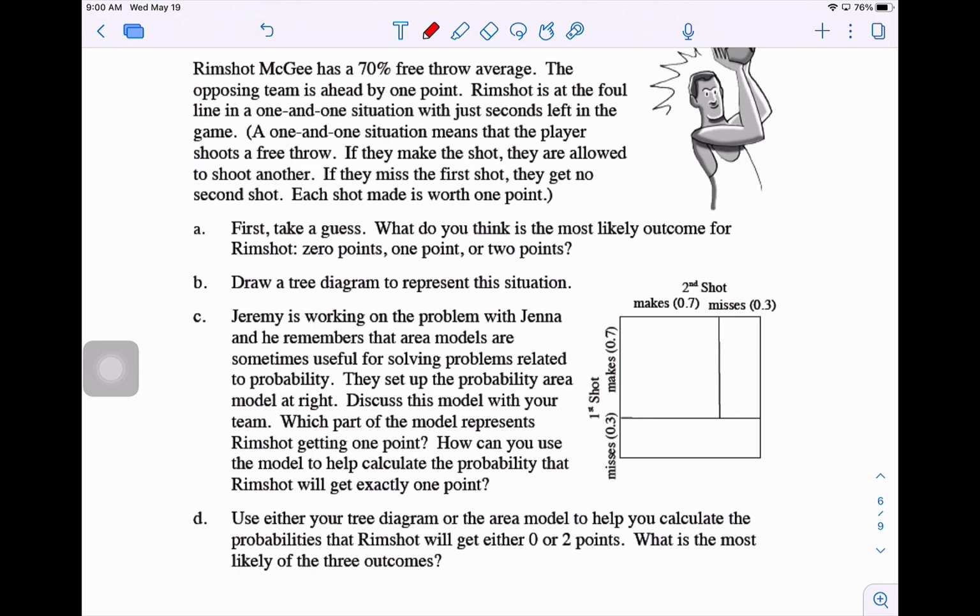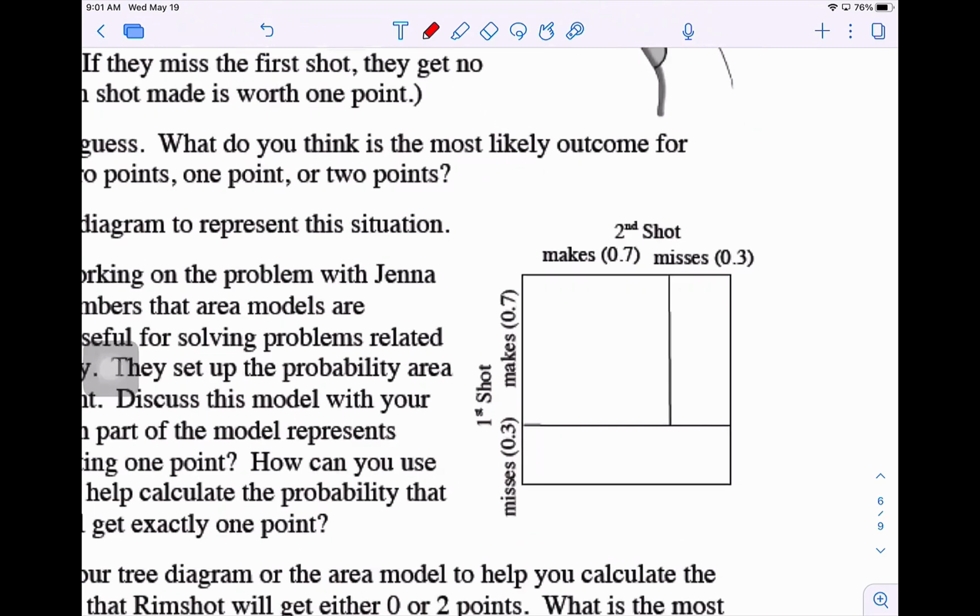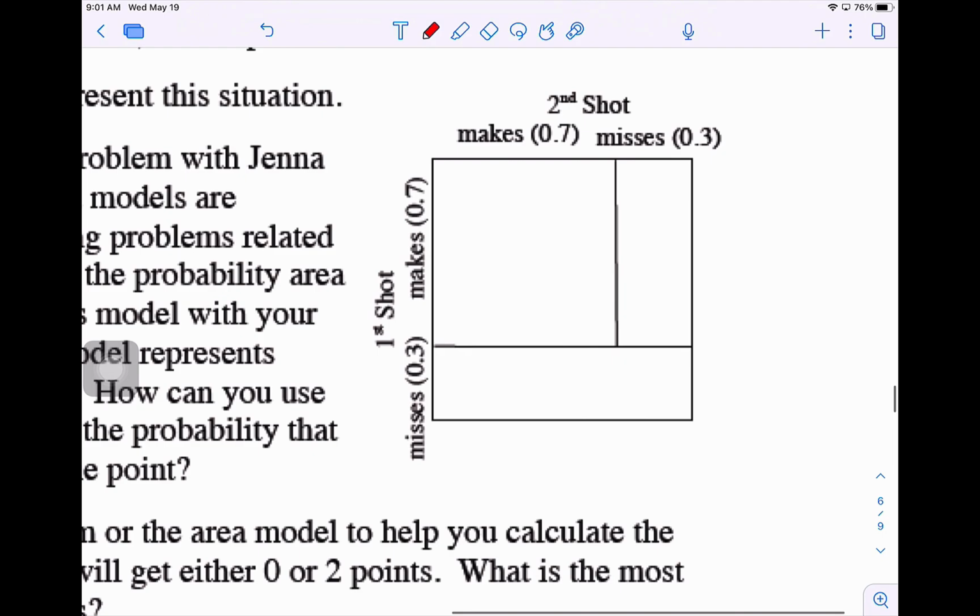Yeah, 70%. It's a pretty good chance that he's going to make one of them. Hopefully it's at least the first one. If he misses the first one, well then he's in trouble. But I would say it's probably a pretty good guess. Notice it says to draw a tree diagram to model the situation. We could do that. I'm not going to, but we could. Instead I'm going to use the chart that they gave us right here, the area model, and talk our way through that and explain it a little bit.